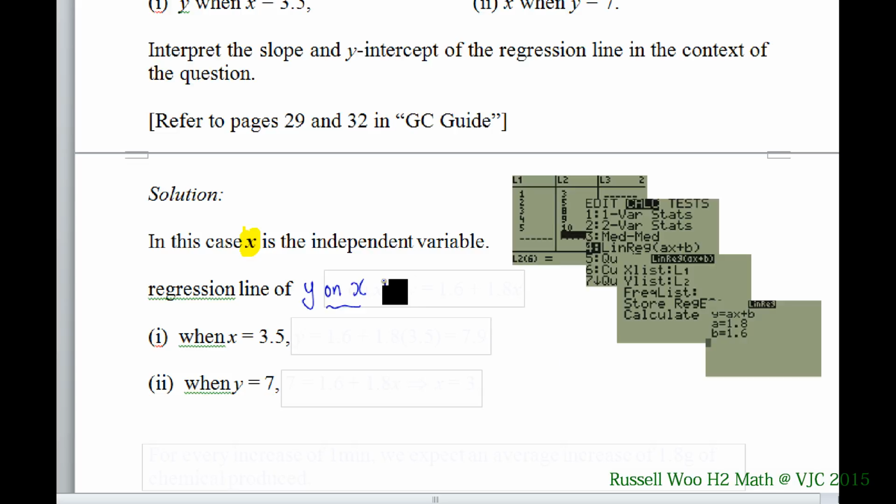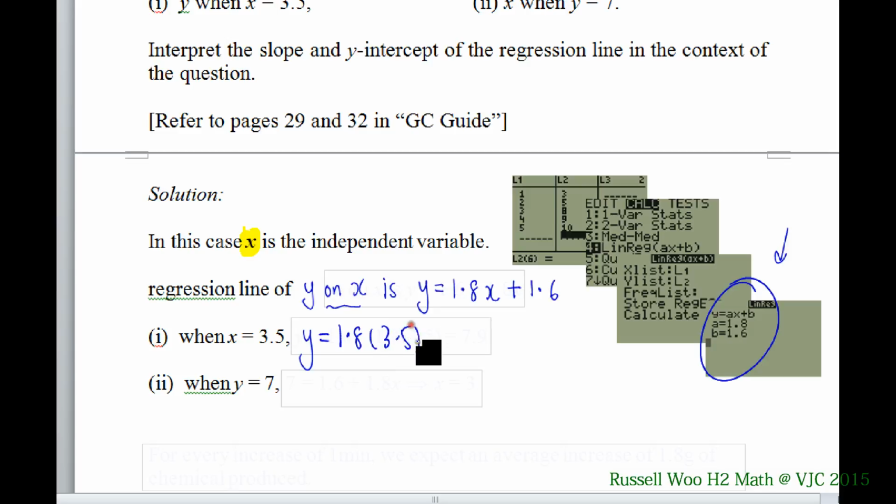So, the regression line is y equals 1.8x plus 1.6. Correct? So, just from the GC will give us this. So, in order to estimate a particular value of y given x, you use the regression line y equals 1.8 times 3.5 plus 1.6. You will get a value 7.9.